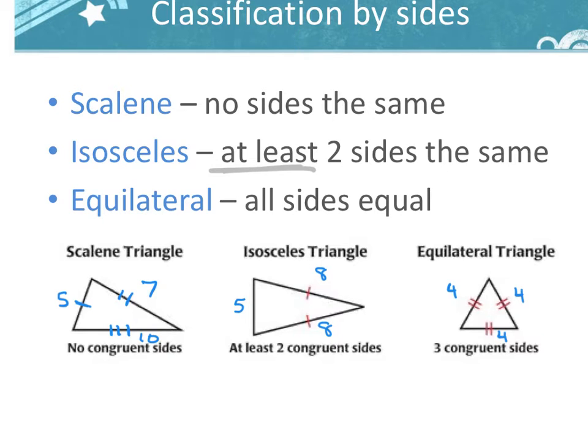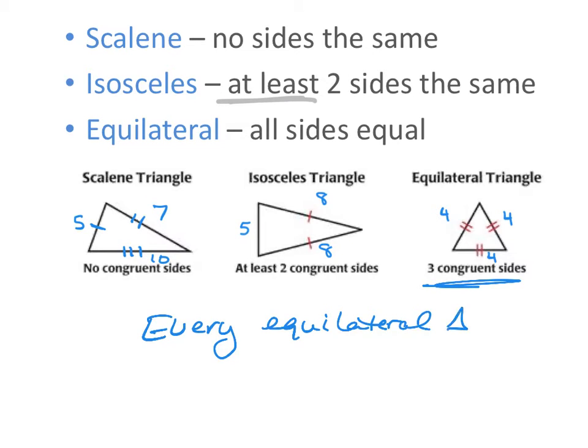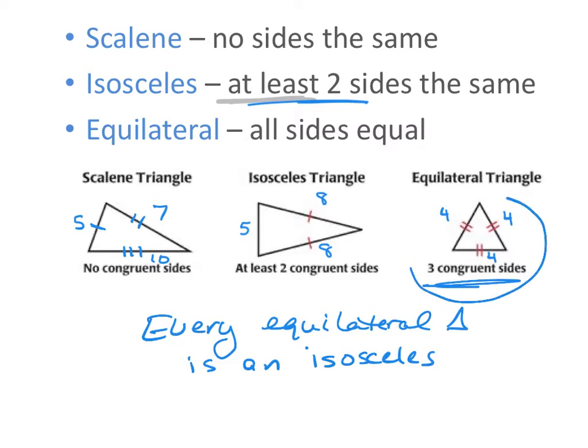Now, one special thing to note about isosceles triangles is that every equilateral triangle, which is this one, is an isosceles triangle. Because if you notice, the definition of isosceles is it needs at least 2 sides. It could have 3, but if it asks you to give the most specific name, when they give you all 3 sides the same, you would tell me equilateral. But technically, it's also isosceles.